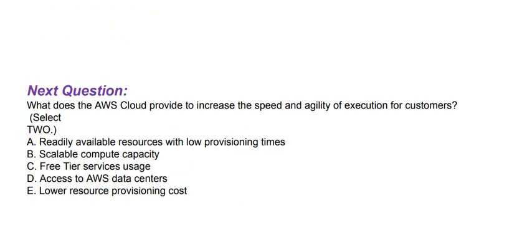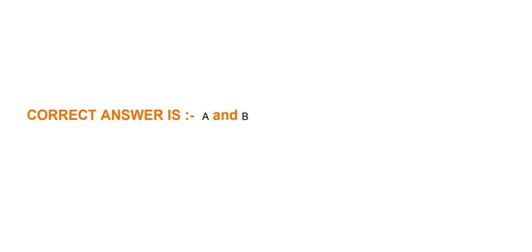Next question is, what does the AWS cloud provide to increase the speed and agility of execution for customers? Select two options. Option A. Readily available resources with low provisioning times. Option B. Scalable compute capacity. Option C. Free tier services usage. Option D. Access to AWS data centers. And option E. Lower resource provisioning cost. The correct answer is option A and B.